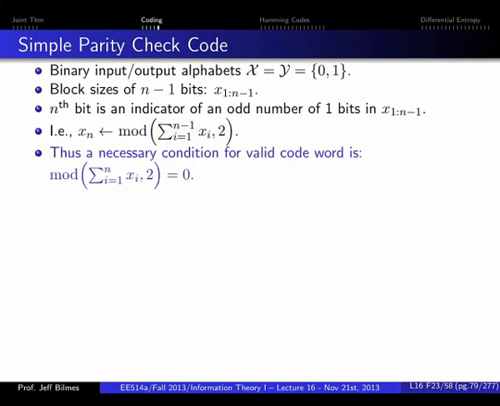Okay. So therefore, a necessary but not sufficient condition for a valid code word is that when you sum up all n bits, not just the first n minus 1, but when you sum up all n bits, it has to be even. It has to be an even number of bits. Or in other words, the sum of the number of bits mod 2 has to be 0. Why? Well, if there's an odd number of bits, then the parity is on, and so that means that there's going to be an even number of bits when you consider all n. And if there's an even number of bits, then the parity is going to be off, so that means it's going to be even. So it's even in any case. So it basically means that valid code words are only those with even numbers of bits.